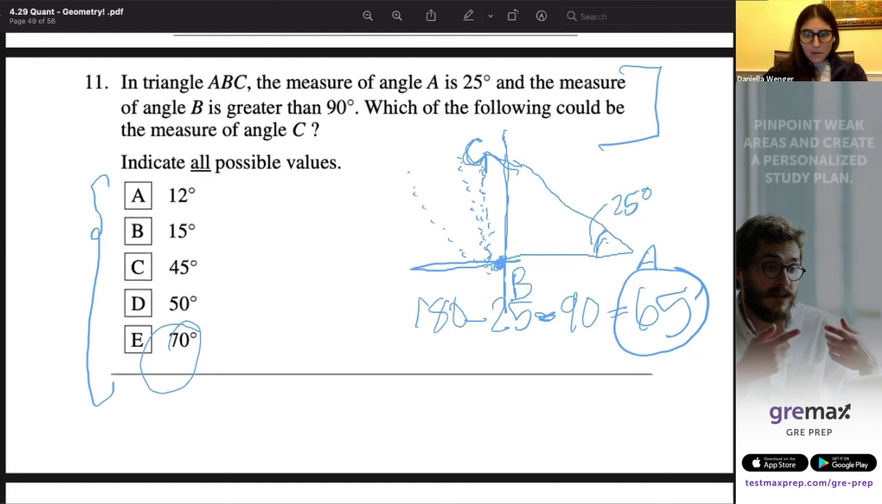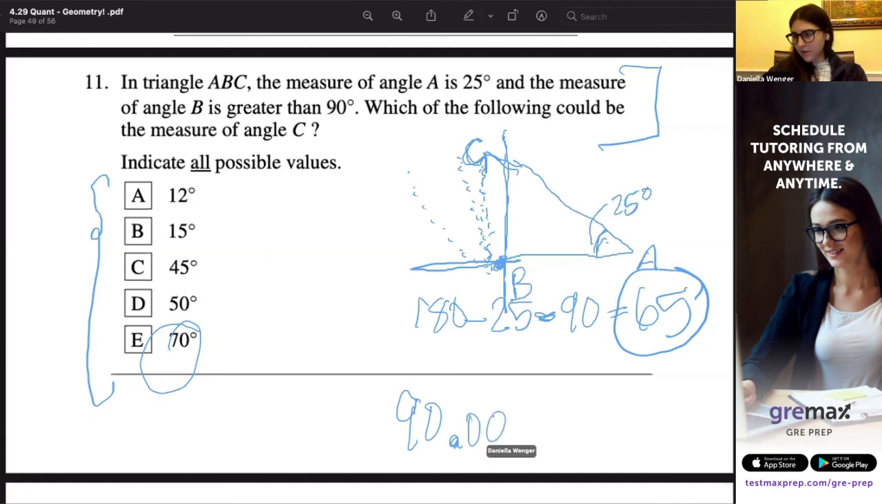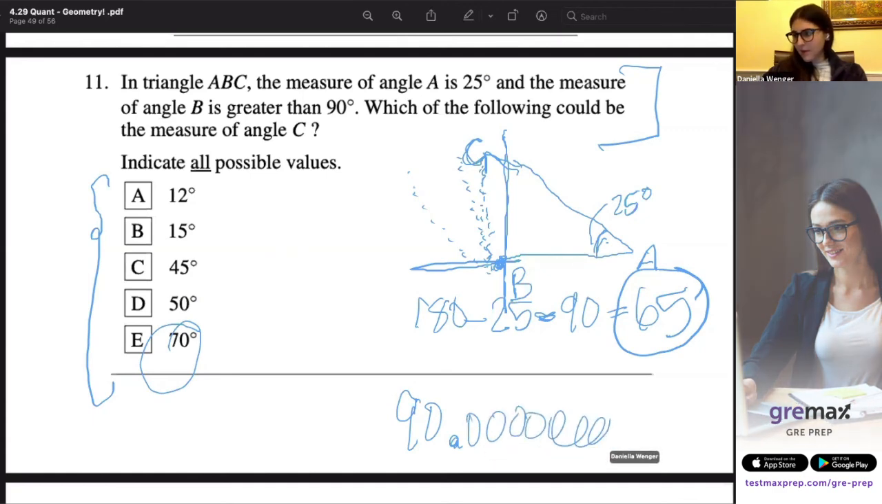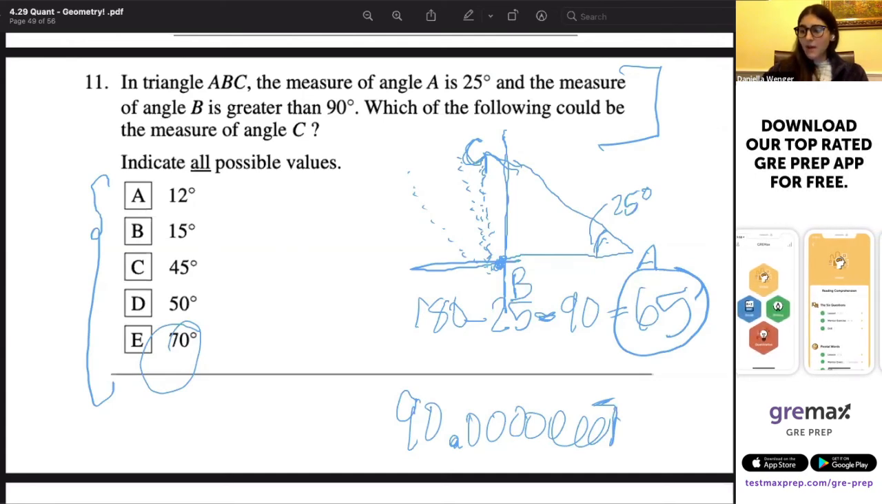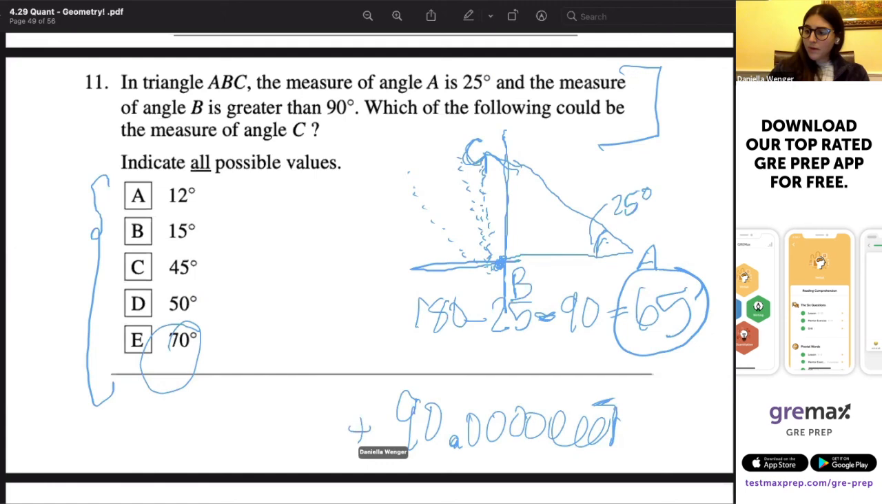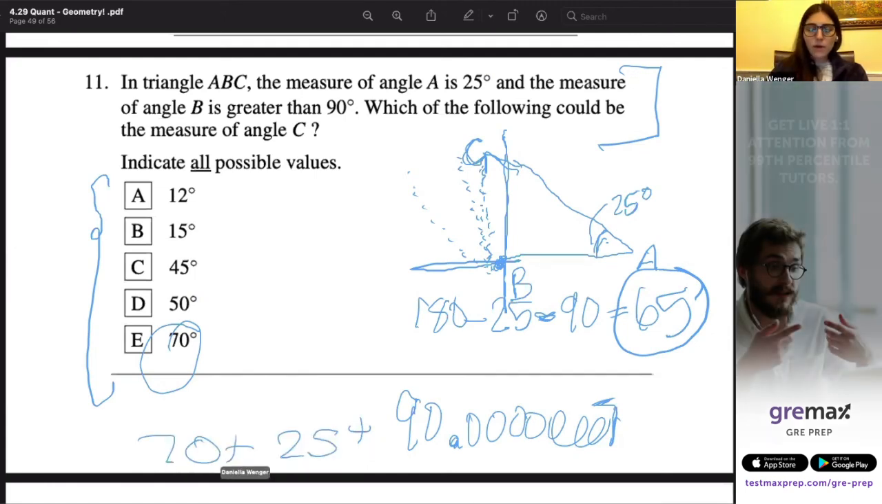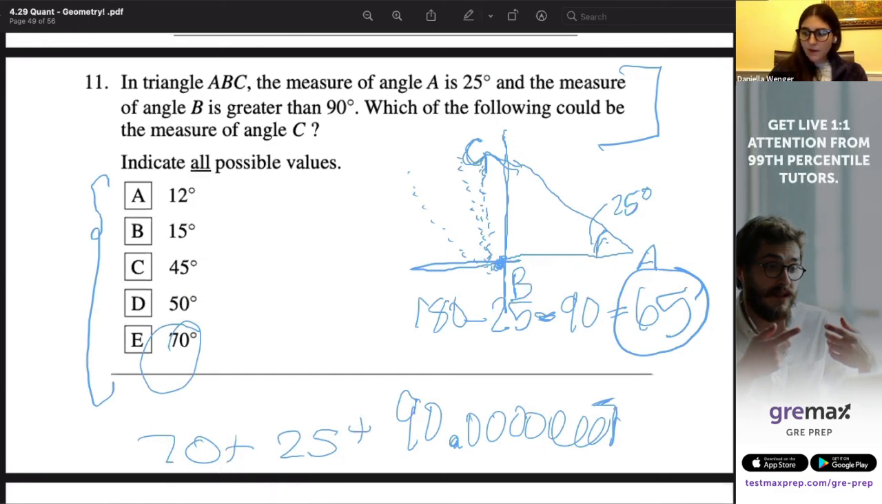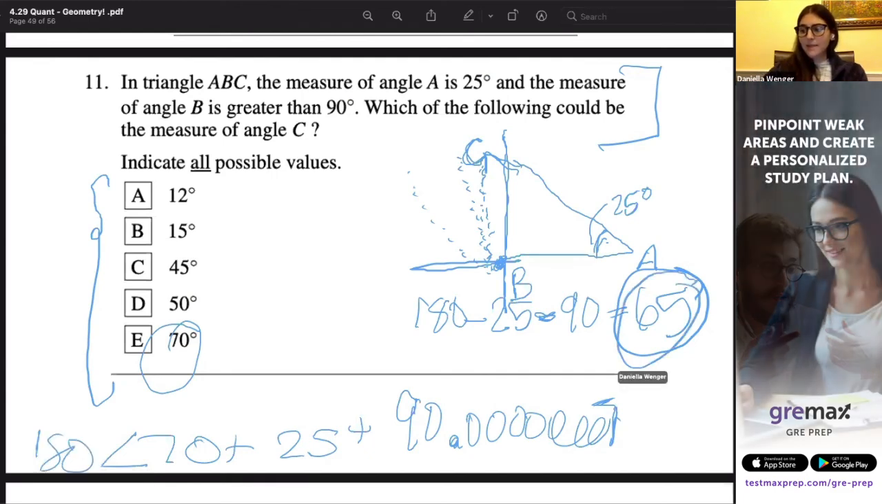So if we take the minimum possible value, which is, let's say, 0.0000000, an infinite amount of zeros repeating with a 1 at the end, then we added that to the 25 that we already have, and then we added 70 more, that would be over 180 degrees. That would be greater than 180 because the maximum that we could potentially have is 65.